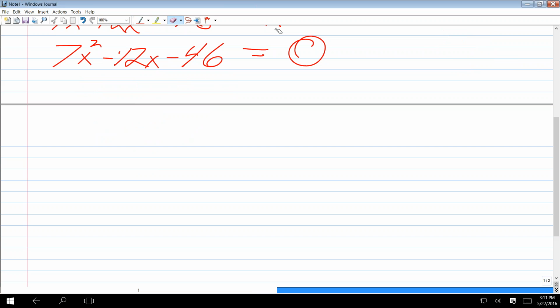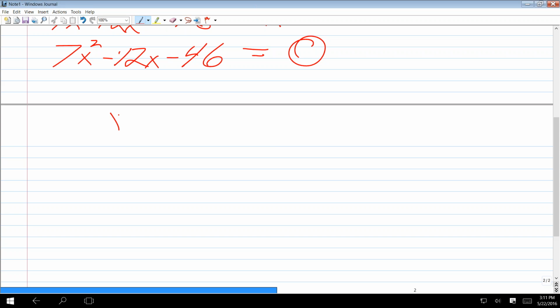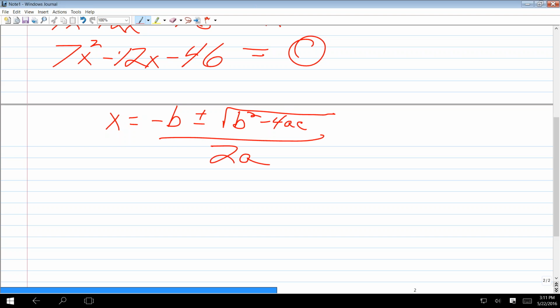Once you've decided you can't factor it with integers, how do you solve it? The quadratic formula. Okay, it's minus b plus or minus square root of b squared minus 4ac all over 2a. And if there's anything you should memorize, it's this, because it's not going away. You're going to be dealing with it for a number of years.